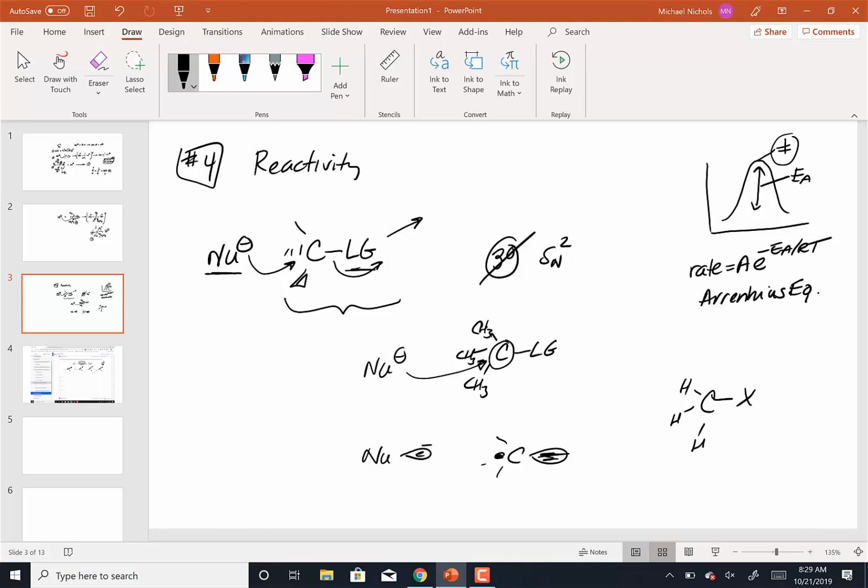And then what would be the next? Well, the next would be to put 1 alkyl group on there and make it primary. And then next would be to put 2 alkyl groups on there and make it secondary. So we would expect a secondary halide to react the slowest. And of course, if we put a tertiary halide on there, what happens? You don't get Sn2 reaction.